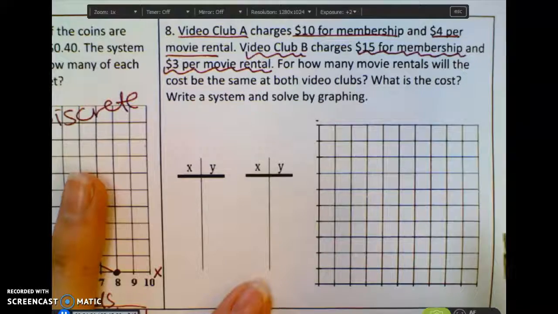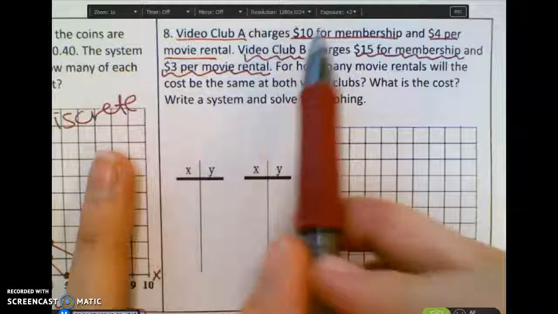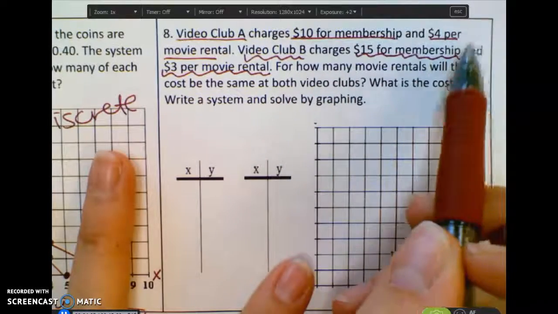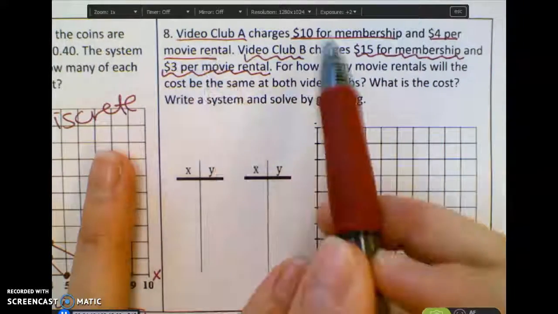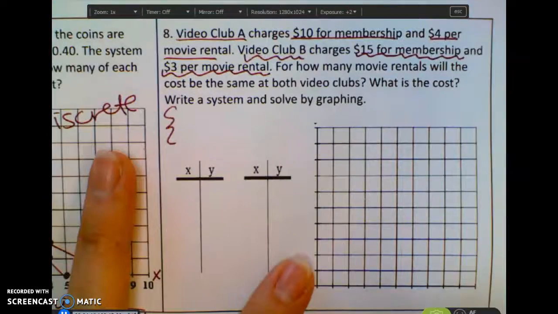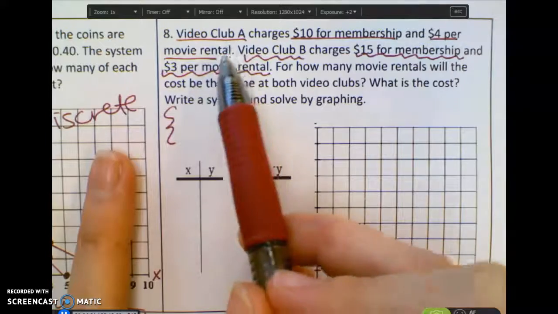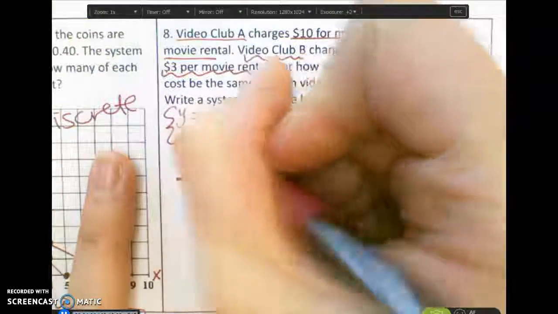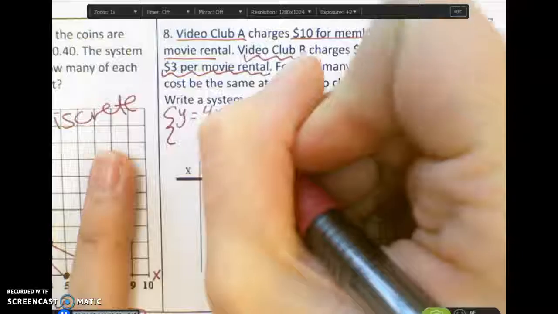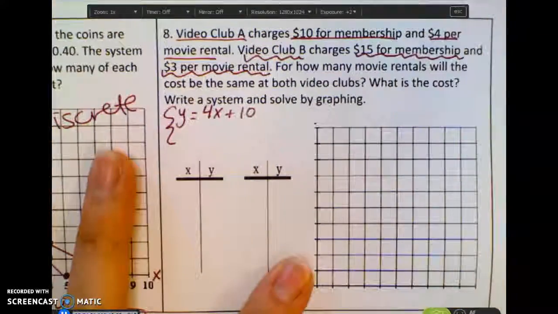To write our system, let's look at the information we're given. Video Club A charges $10 for membership and $4 per movie rental. That sounds like I'm given a slope and an intercept. So what am I paying over and over here? I'm paying $4 per movie rental. That's slope language. So if I write this in slope-intercept form, 4 is my slope, so 4x. 10 is my intercept because I only pay it one time. So y equals 4x plus 10.